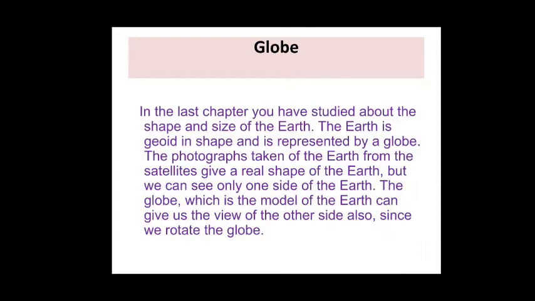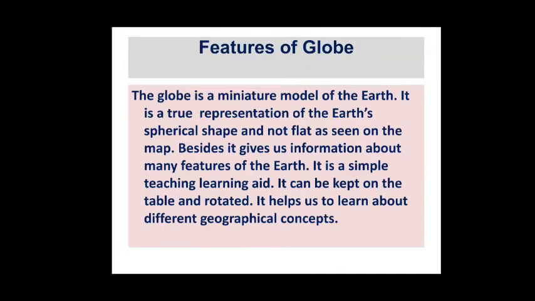Children, in the last chapter we already studied the shape and size of the earth. The earth is geoid in shape and is represented by a globe. Photographs taken of the earth from satellites gave a real shape of the earth. We know the size and shape of the earth, but we can see only one side of the earth, even in a satellite picture. The globe, which is the model of the earth, can give us the view of the other side also, since we can rotate the globe. In our school also, a globe is there, and you will see it in the next classes.